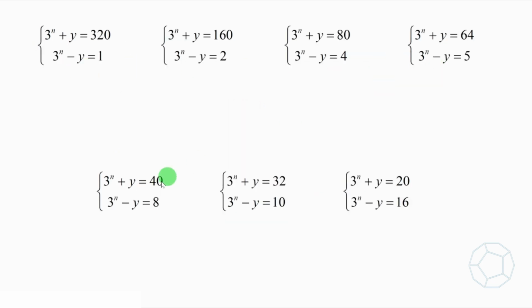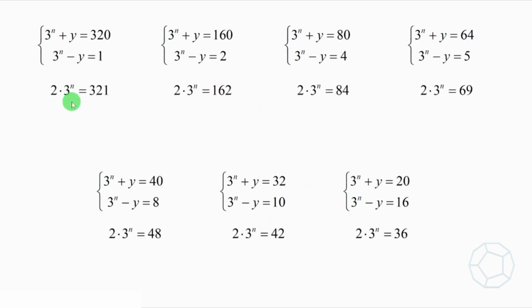Now, we have these 7 systems of equations in n and y. Just like what we mentioned, add up the 2 equations for each system. Then we have 2 times 3 to the power n is equal to these values. Actually, some of them are impossible. Can you see the reason? Because the left-hand side is an even number, therefore 321 and 69 are rejected.